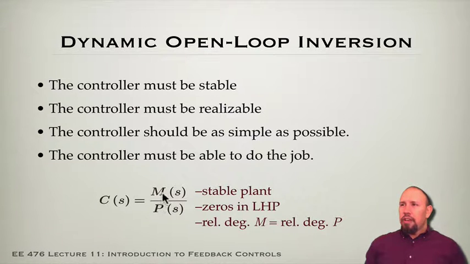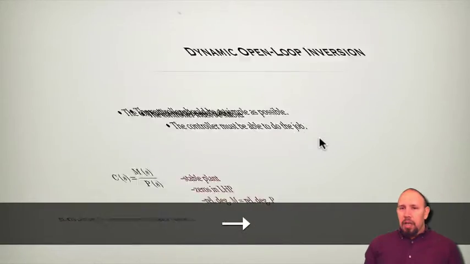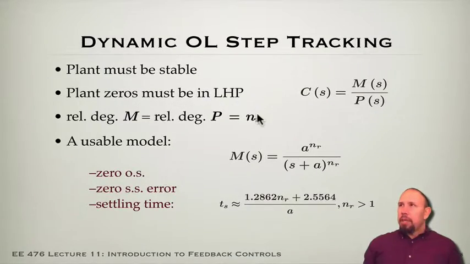And we can actually have modified forms of this. That is, we don't have to cancel the entire plant. We can cancel parts of the plant. Anyway, there are certain things we can do to make the controller simpler. So if we want it to be as simple as possible, there are ways to make it simpler. If we want to track a step input, for example, if we want our system to track a step input, then we would use a model.